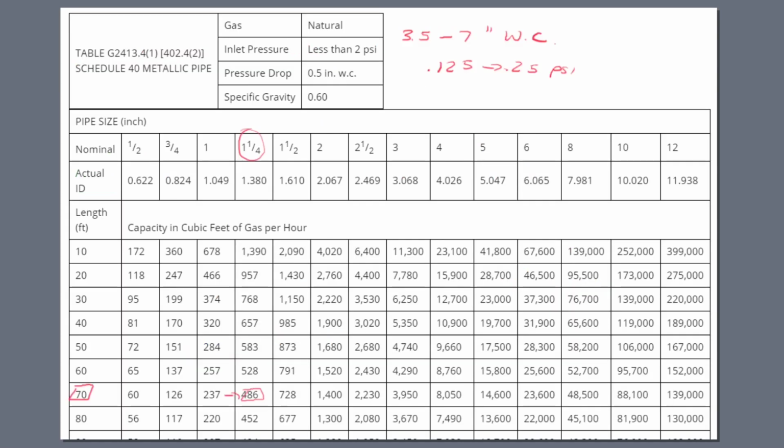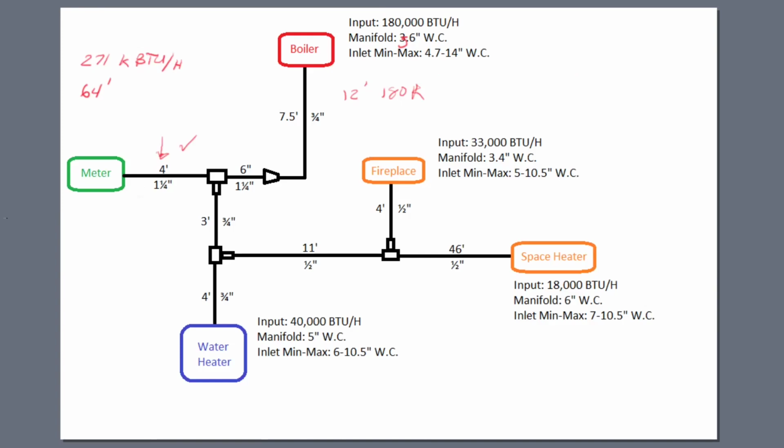Looking back at our chart, we can see that for a run of 12 feet, which we round up to 20, and a demand of 180,000 BTUs per hour, which we round up to 247, the chart tells us that we need 3/4 inch diameter pipe. Back at the diagram, we can see that there was a short 6-inch run of 1.25 inches, which is plenty sufficient, and then a reducer to 3/4 inch to the boiler. And that's all we need, 3/4 inch. So we know that this was also selected as the correct pipe diameter.